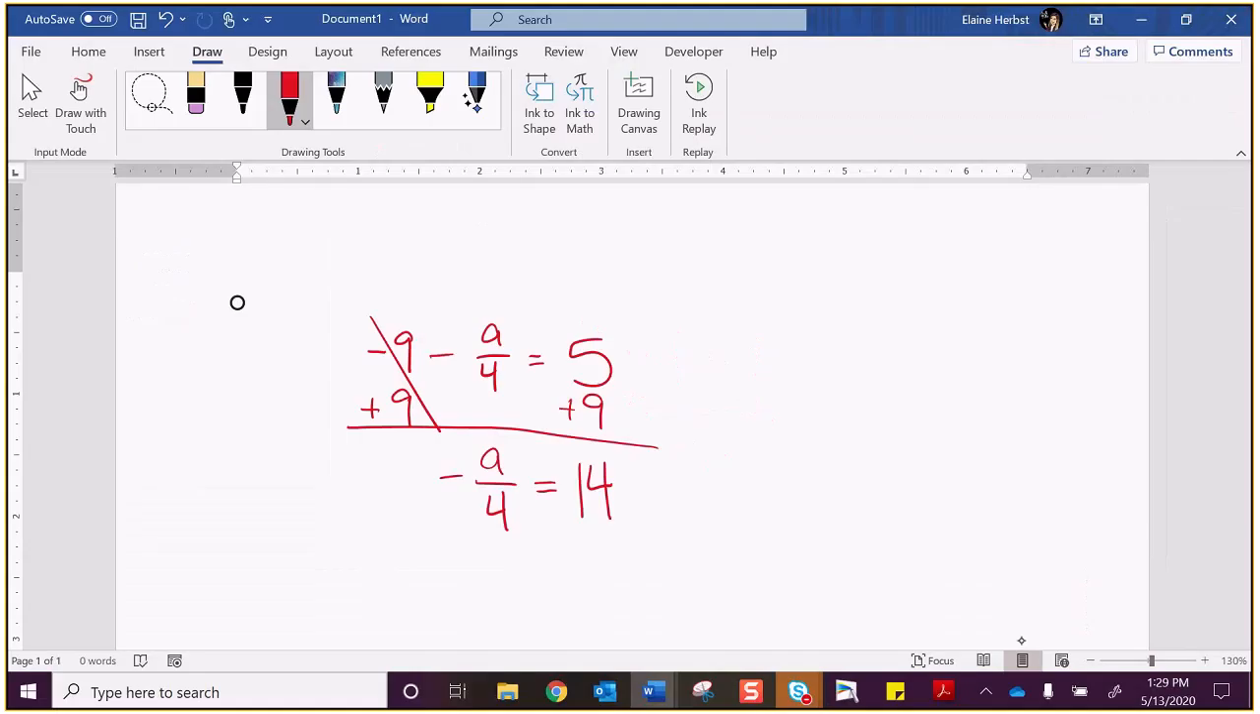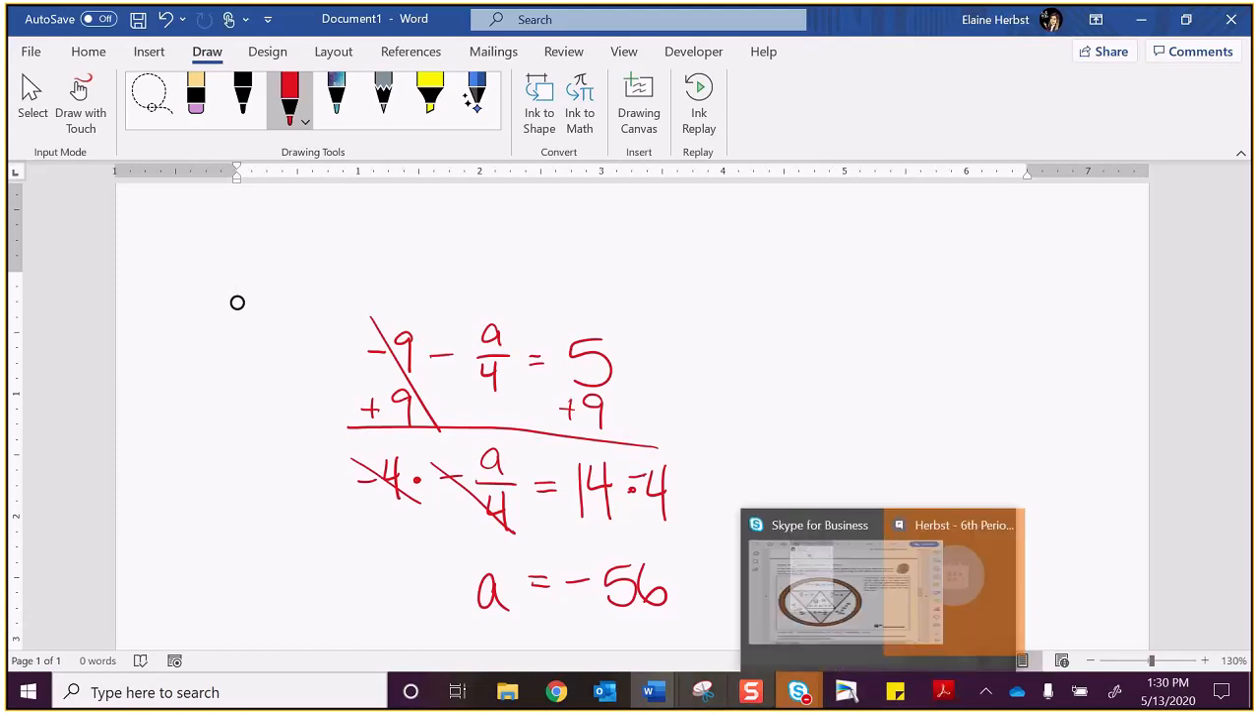But negative A over 4 is equal to 14. So if I multiply both sides by 4, I'm still going to have this negative symbol. So why not just get rid of it at the same time and also just multiply both sides by -4? So that -4 cancels with this, and we get that A equals -56. Okay, we need that information.